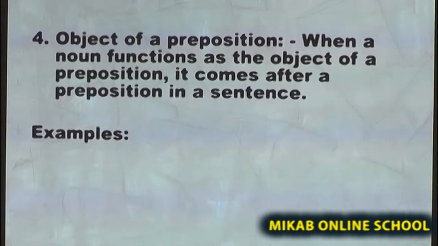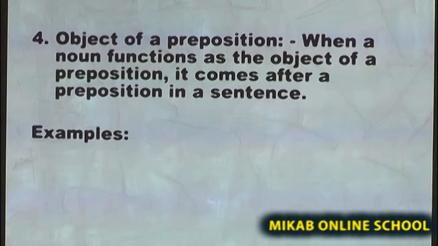Let us look at another function of a noun in the sentence. Object of what? A preposition. A noun functions as the object of a preposition. How do we know that it functions as the object of a preposition? When a noun functions as the object of a preposition, it comes after a preposition in a sentence.